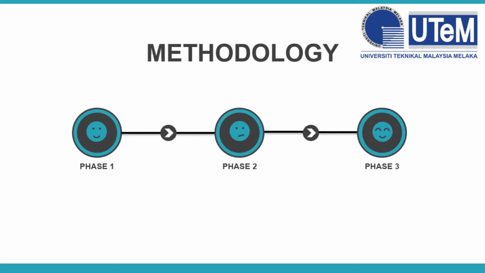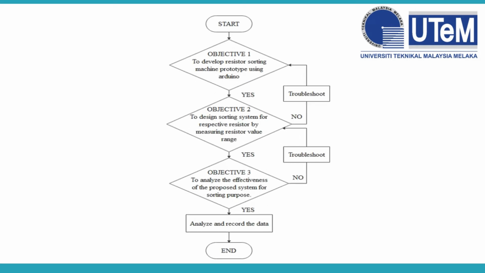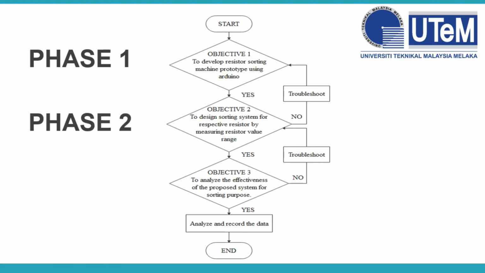The next part is the methodology. Methodology consists of three phases: phase 1, phase 2, and phase 3. Phase 1 is to develop a resistor sorting machine prototype using Arduino. Phase 2, to design a sorting system for respective resistors by measuring resistor value range. Phase 3, to analyze the effectiveness of the proposed system for sorting purpose.